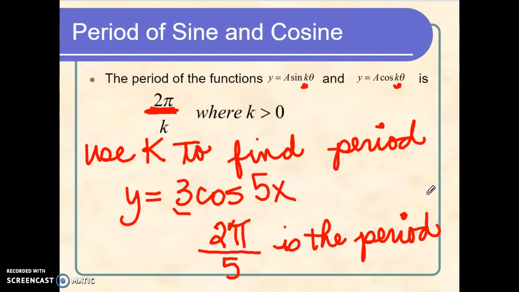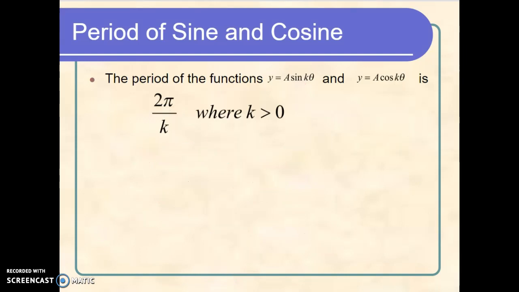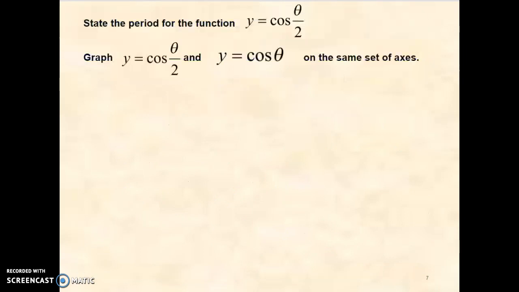All right, let's take a look at another example. For this one, it says state the period for the function y is equal to cosine of theta over 2. Now, notice the understood coefficient in front of the cosine is a 1, which means the amplitude is a 1, so that hasn't changed. What I wanted to see here was state the period. Now, the most common mistake that people make here is that they think the period is 2. They would definitely be wrong. The period is not 2.